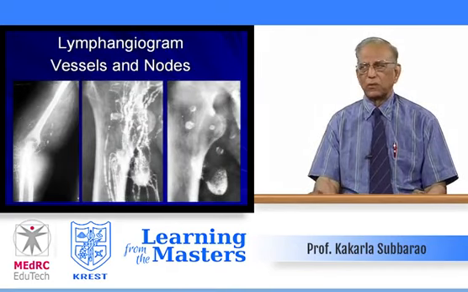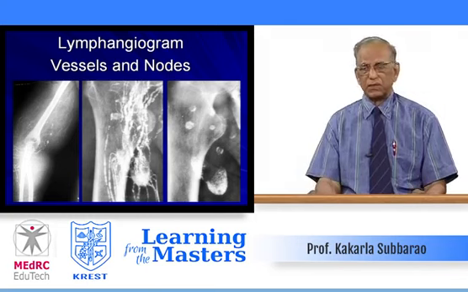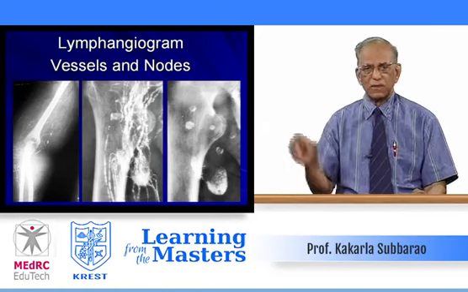And rarely also we use lymphangiogram to show the nodes. Even in rheumatological arthritis, you can get not only synovial effusion, regional lymph nodes also may be enlarged, for example, Still's disease. So, you can see the lymphatics as well as the lymph nodes, enlarged lymph nodes.